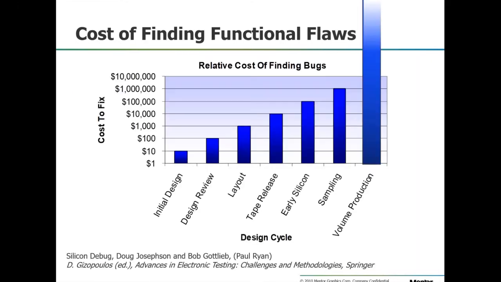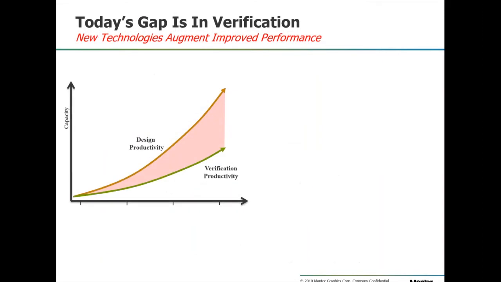And most of all, you don't necessarily want to find bugs later in the design cycle, because every phase that you go down in the design cycle, it's an order of magnitude more expensive to fix that device. So it really comes down to, how do we close that verification gap, and what is the technology?